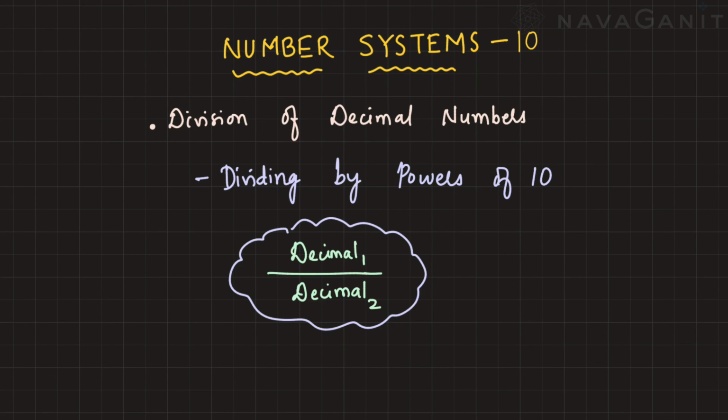Now let us look at division of decimal numbers. We'll try to understand how to divide decimal numbers, especially solving some real life problems like calculating quantities and rates. And then we'll see how we will divide by powers of 10.